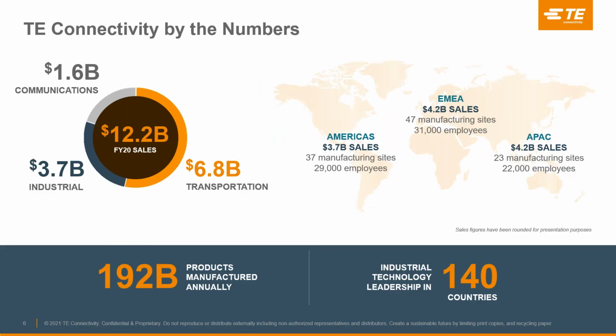As we look at TE Connectivity by numbers, you'll see that we're very much a global company with sales distributed nearly equally across the three regions: Asia, EMEA, and the Americas. Transportation is the industry in which I'm working for TE Connectivity, specifically industrial commercial transportation. For us, it's a $6.8 billion business. We manufacture, as a total company, 192 billion products annually and provide industrial technology leadership with customers in over 140 countries around the world.